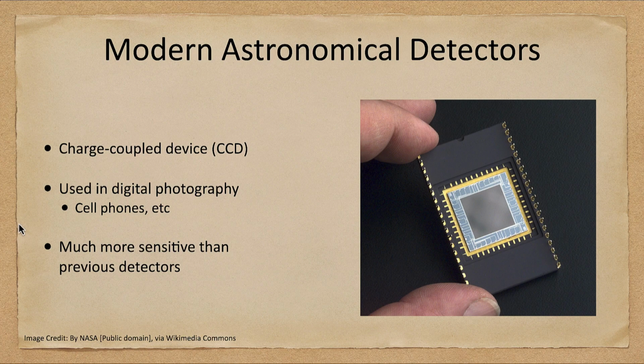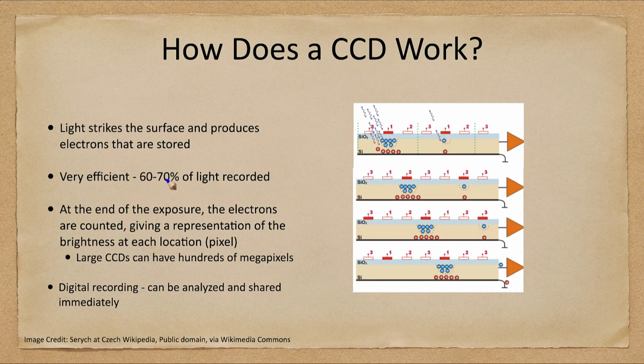So how does a CCD work? Well, again, I said they're very efficient, with 60 to 70% of the light being recorded. But essentially the light strikes the surface and produces electrons. And those electrons are stored in the little counters here. At the end of the exposure, the electrons are counted. The more electrons, the more light that hit that specific pixel. So how much light was there? Well, how many electrons were there? That would be a brighter area. And those with very few electrons would be the darker area.